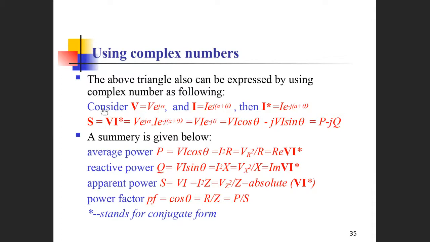Suppose that we have a voltage which has mean square value V, with phase angle alpha, in polar or exponential form. Then we have a current, which can also be written in polar or exponential form, with phase angle alpha plus theta. And then, the conjugate. This is the conjugate. You still remember the conjugate of the current.